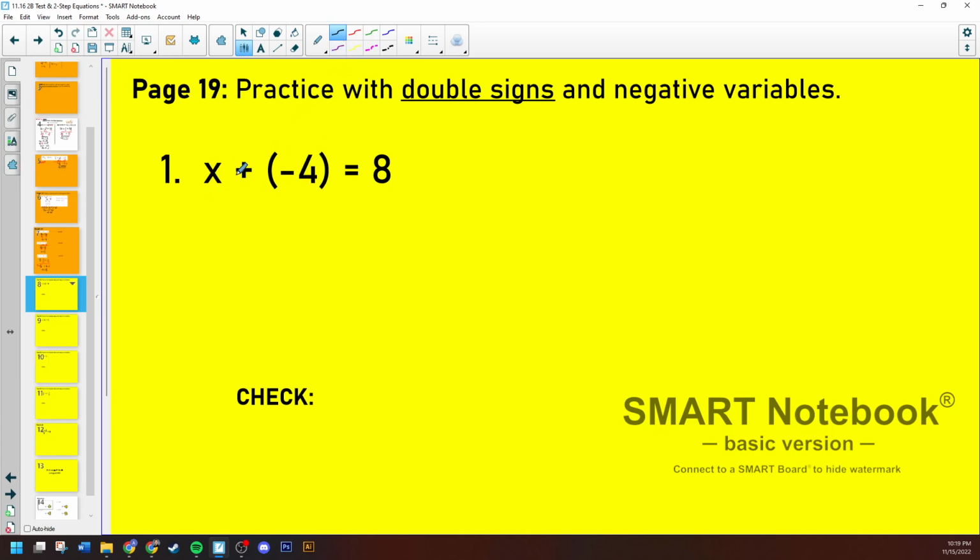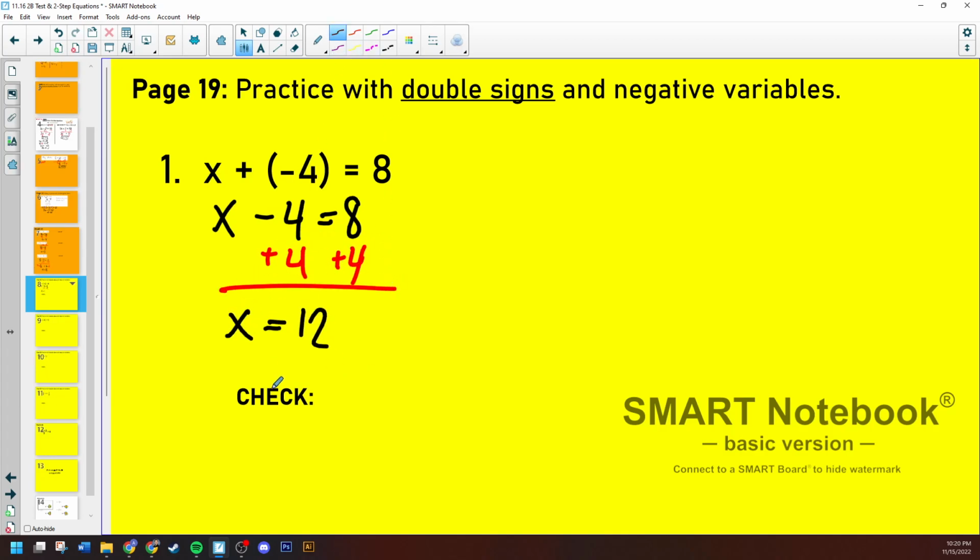So here we have x plus a negative 4 equals 8. We're rewriting this: x minus 4 equals 8. Think, a positive times a negative equals a negative, right? So here we go. Here's your problem that you're going to work on. So we can add 4, and we get x equals 12. I'm not going to do a check for this one, but what I will say is this. We're going to show the check on the next one.